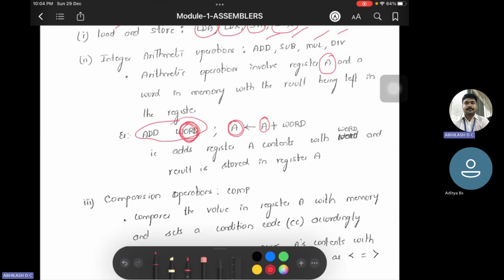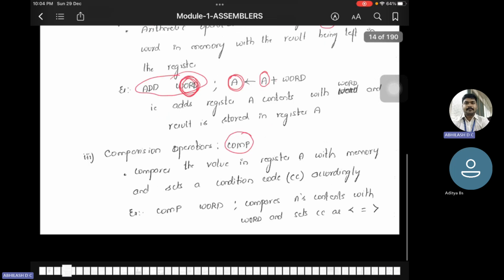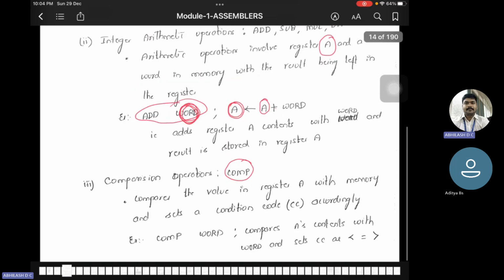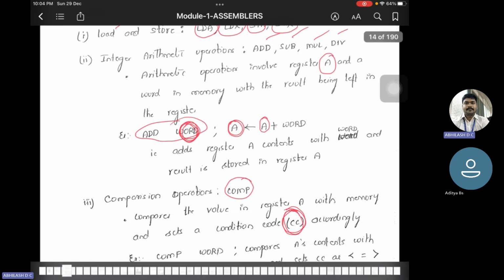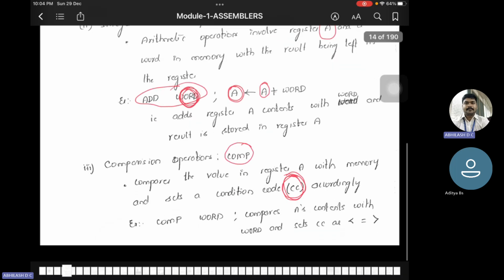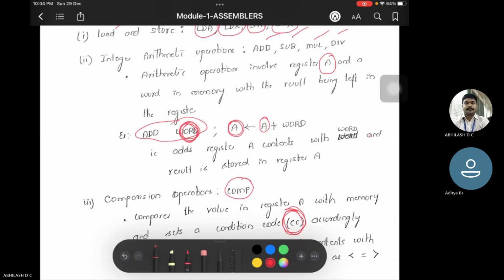Comparison is where we use the comparison instruction, COMP. So what does this COMP say? COMP compares the value of register A with memory and sets the condition code, CC, accordingly. CC is the condition code. So if it is less than, greater than, or equal to, that value will be stored in the CC. Okay, so that's the comparison operator.